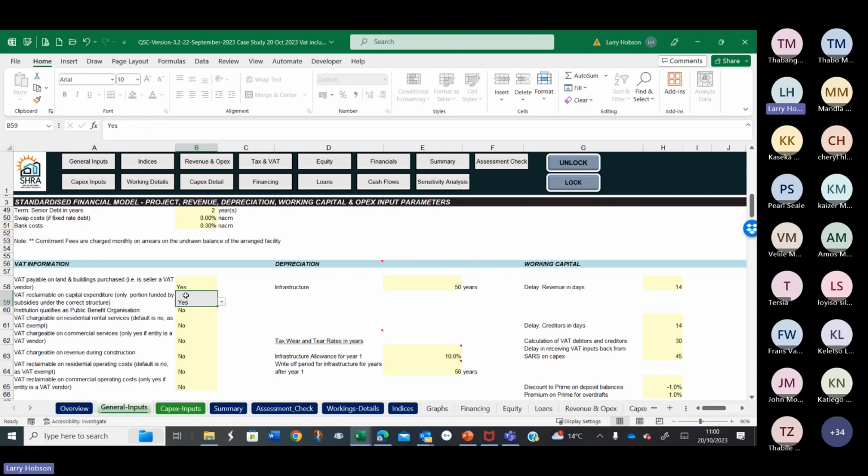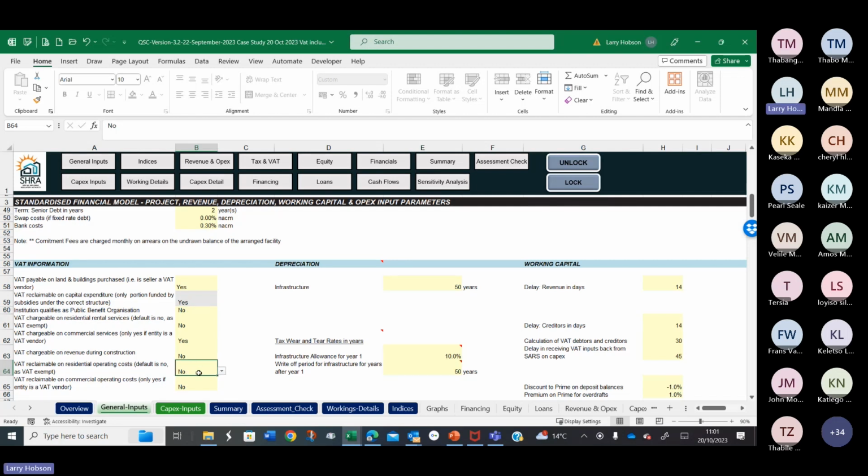So the second question had been hidden, so it's now not hidden anymore. We're answering yes for VAT on land and buildings, VAT claimable on capital expenditure. We're not a public benefit organisation. There's obviously no charge on residential rental. VAT chargeable on commercial services? Yes, we would have VAT chargeable on commercial if we were having any commercial rent. We don't have commercial rent yet, but we're answering yes anyway. Is VAT chargeable on revenue during construction? No, there might be some residential rent happening.